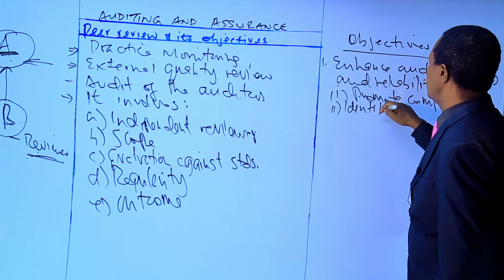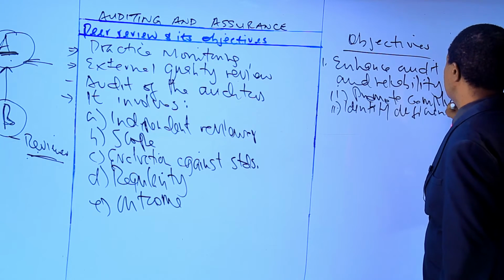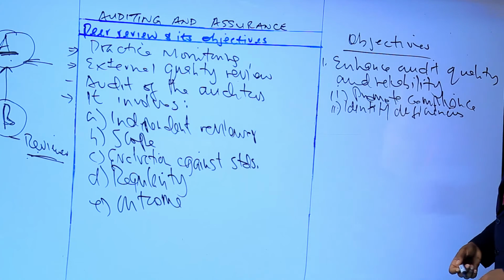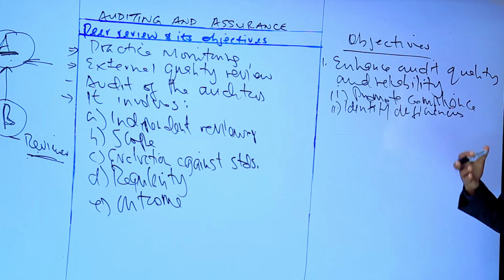Two, identify. In conducting a peer review, the reviewer may identify deficiencies. So the objective is to identify areas where a firm's system of quality control might be deficient, or where engagements were not performed or reported in conformity with applicable standards, and that helps the firm to learn and improve.